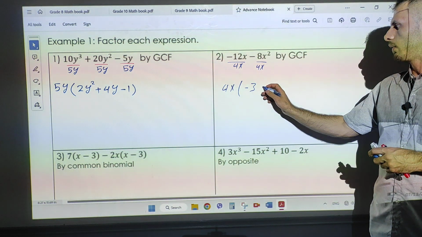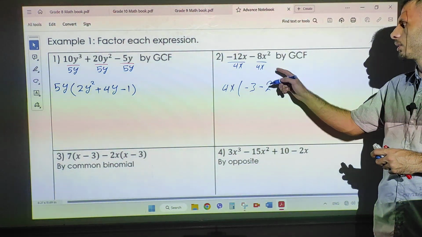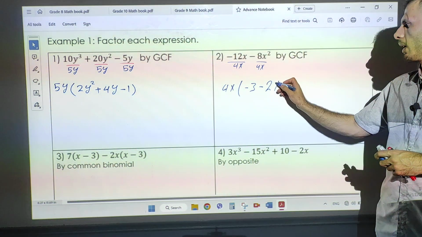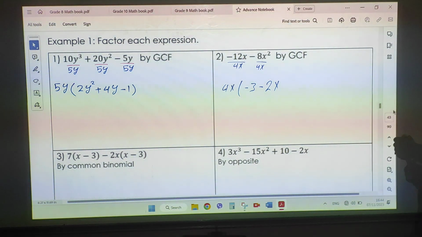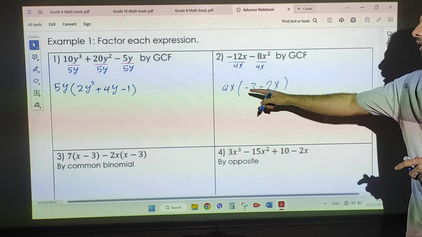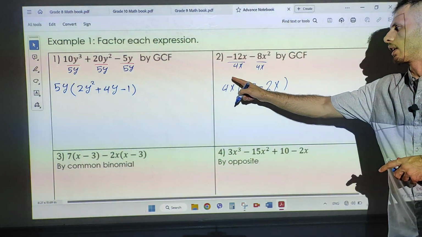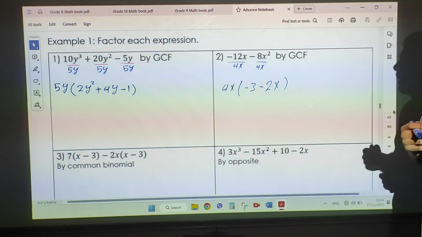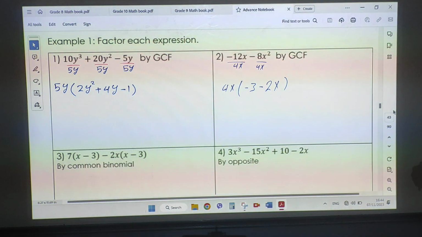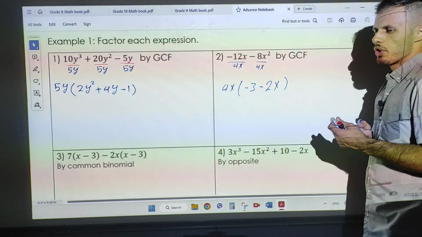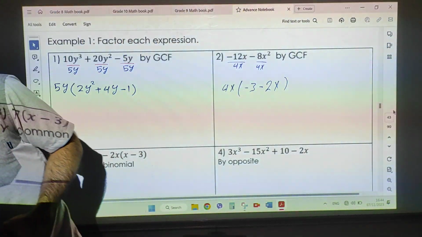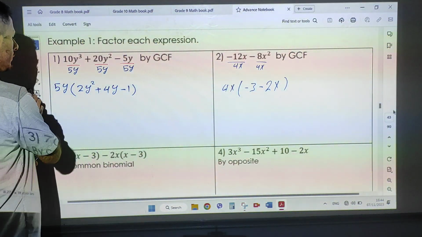Negative 8 divided by 4 is negative 2, x power 2 divided by x is x power 1. That's it. Now if you multiply, you will get negative 12x minus 8x power 2. If you check it, you'll see that you did correct. And always check it, it's much better to do because you will be sure that your answer is correct.